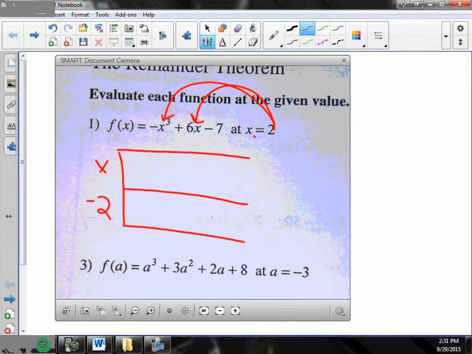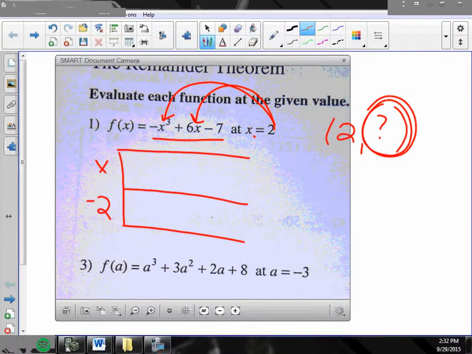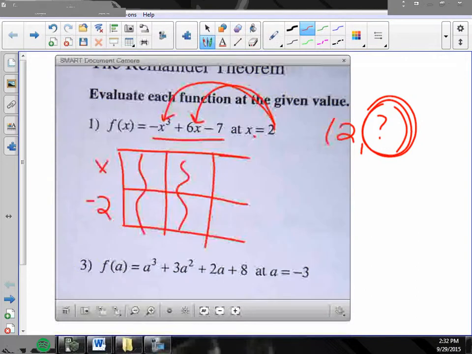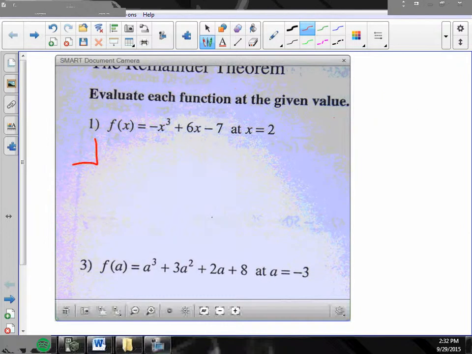What are we looking for? When I solve this all the way out, how do I know what the answer is? We're looking for the remainder, right? The question is saying, for this function, 2 comma what? That's what we're looking for. So you could use the box, and you fill out that column, and you fill out this column, and your remainder is the answer. But we can use synthetic division to do the same thing much, much quicker. So what do I put up here in the corner?